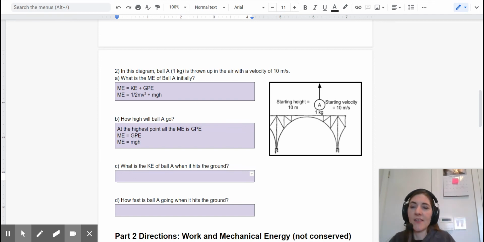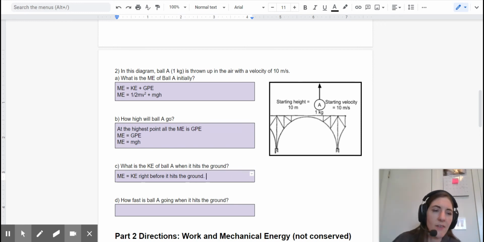So, okay, what you can do in this case is, all mechanical energy is equal to kinetic energy at, let's see, right before it hits the ground. Now, why do I always say right before it hits the ground? Because when it hits the ground, that means that a force has acted on it. So we don't want to talk about that part.